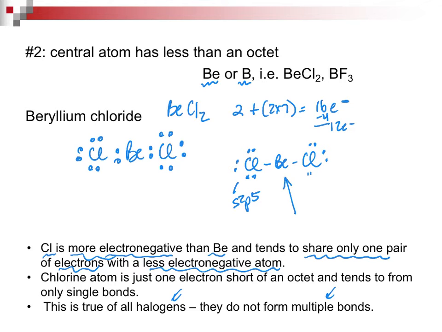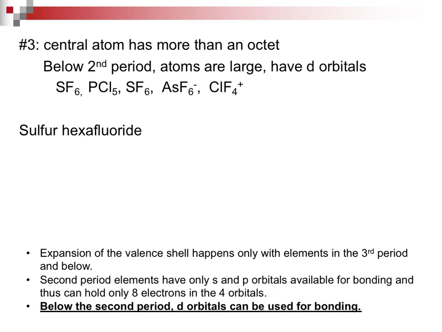I will also say that beryllium is very small. There really isn't room to put double bonds into it. And we'll talk about that again in chapter 9 as we talk about some different theories of covalent bonding. So the first exception was an odd number of electrons. The second one is where the central atom has less than an octet. And the two examples we have for you, beryllium chloride and boron trifluoride. Finally, this one students have a lot of questions about. This is where the central atom has more than an octet.